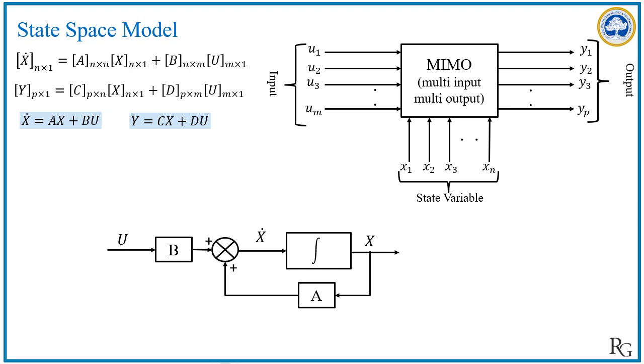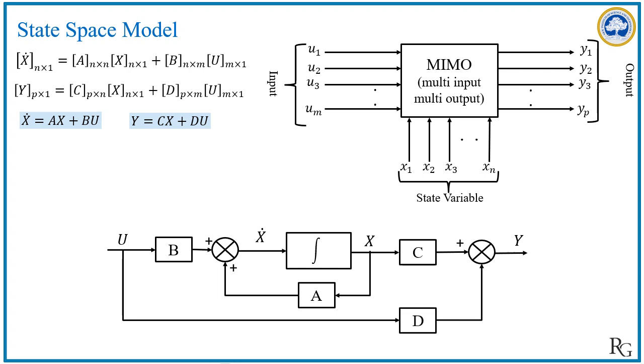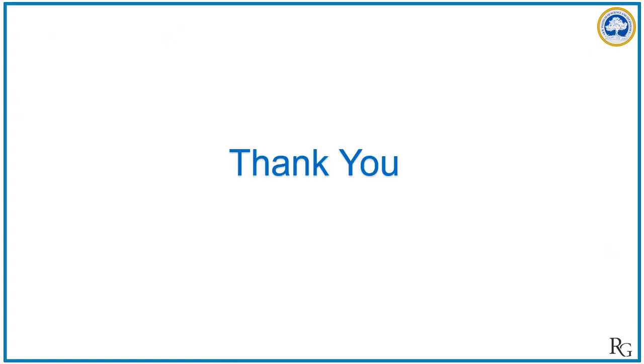Then further, we can multiply this x with the matrix C, and it will be added with the input multiplied by matrix D in a summation. So this complete block now represents the output y. This complete block is actually representing our state space equations, or state space model.